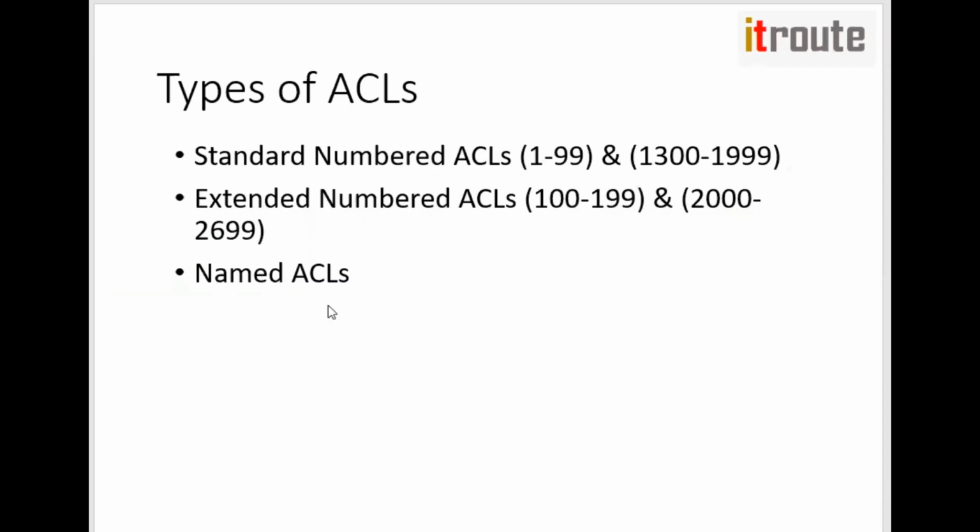After that, we have named ACL, which doesn't use any of these numbers. They actually use a name. If you configure any standard access control list, we need to use a number from this block. If we configure any extended ACL, we need to use a number from this block. Or else, we have another method of configuring access control lists, which is named ACLs.